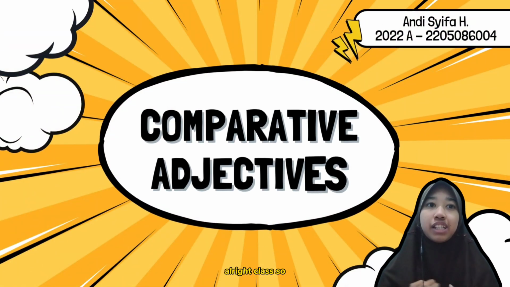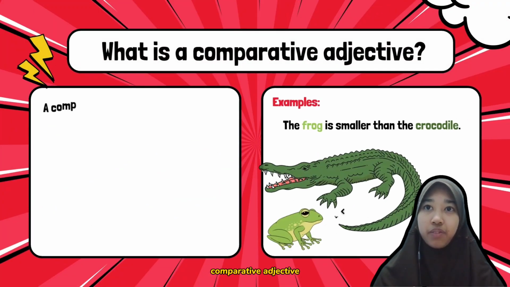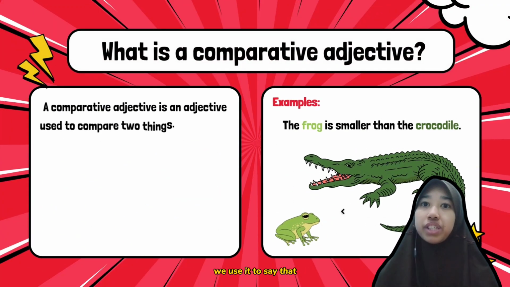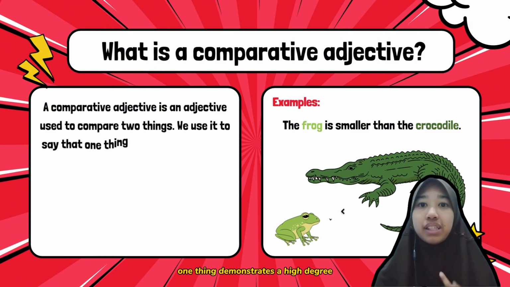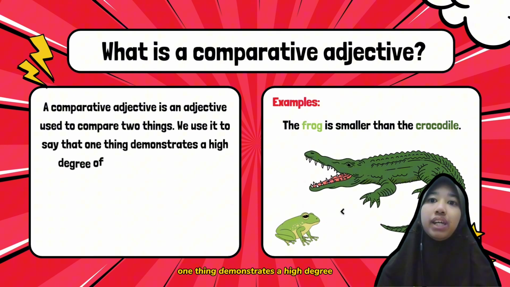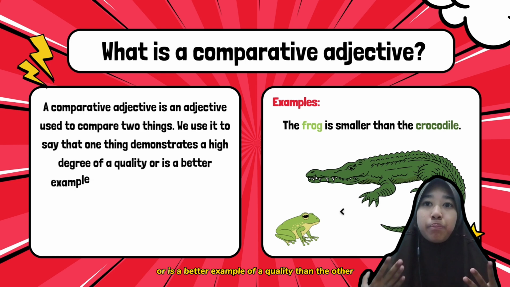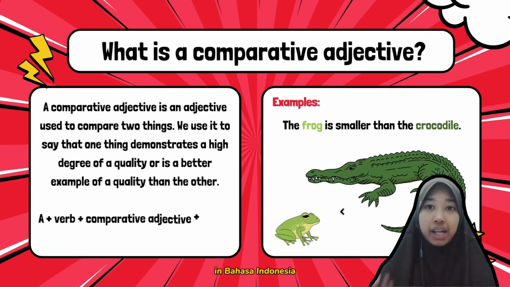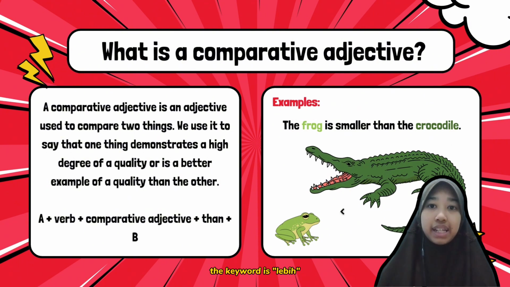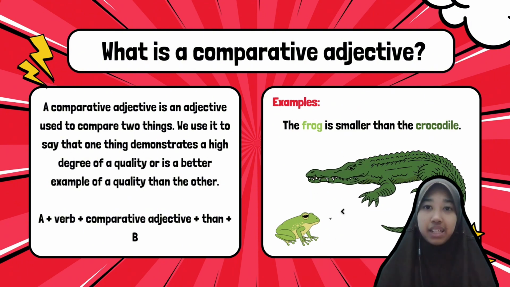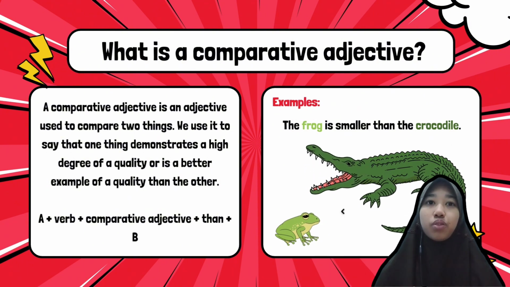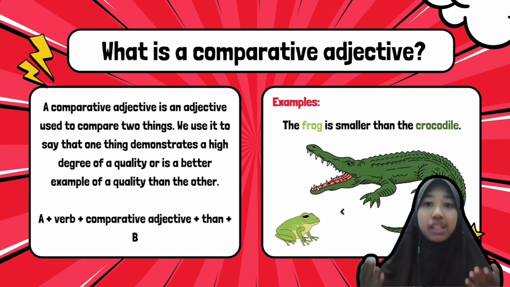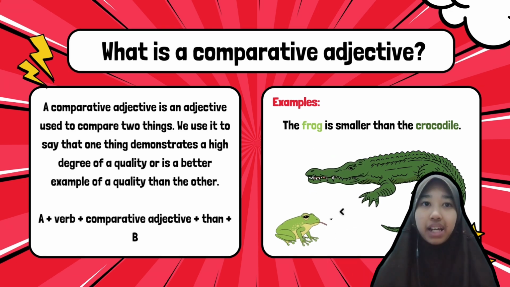Alright class, so comparative adjective is an adjective used to compare two things. We use it to say that one thing demonstrates a high degree of a quality or is a better example of a quality than the other. In Bahasa Indonesia, the keyword is lebih. Jadi, comparative adjective digunakan untuk membandingkan dua benda yang salah satunya memiliki sifat lebih dari benda yang lain.